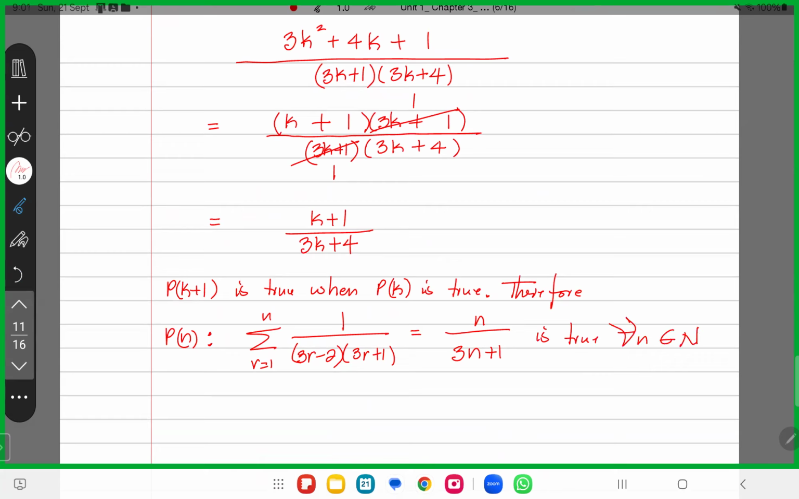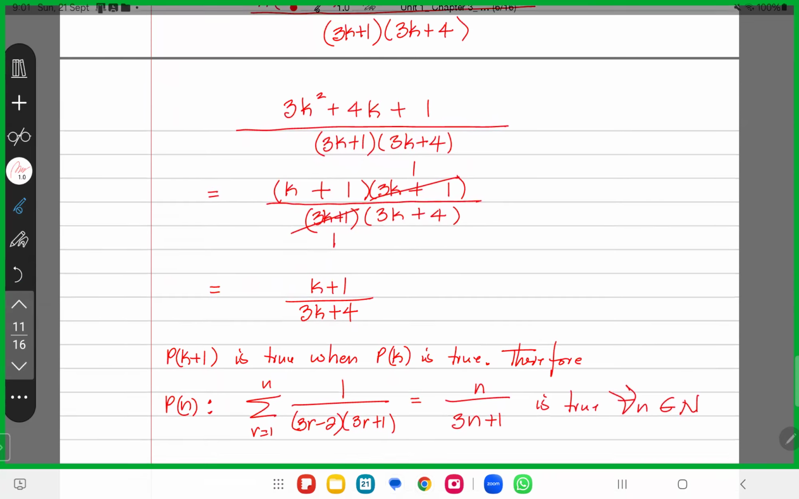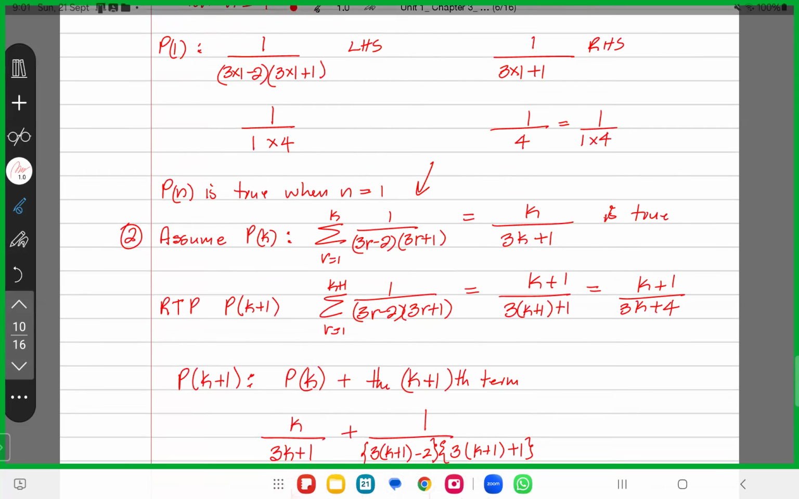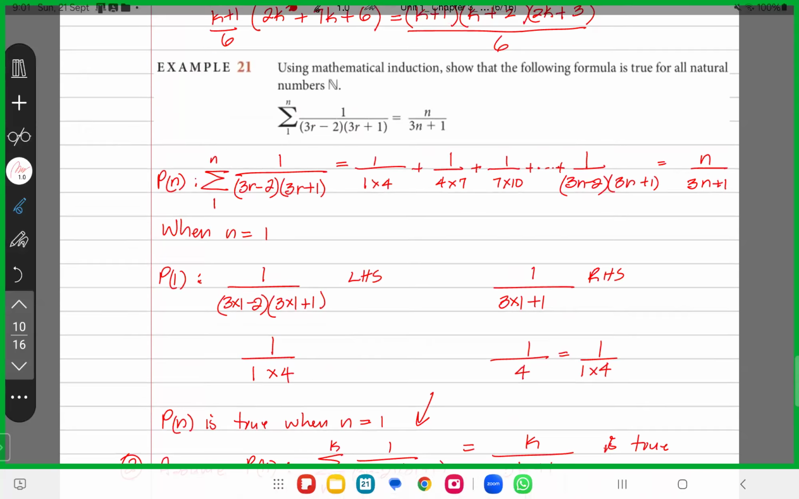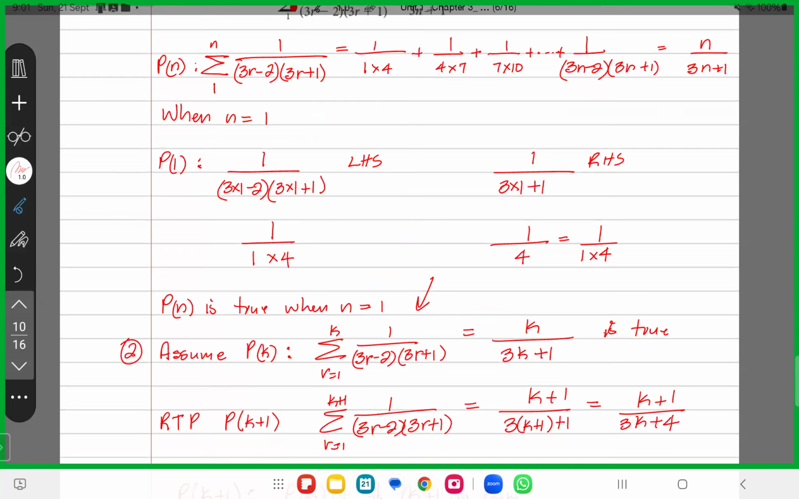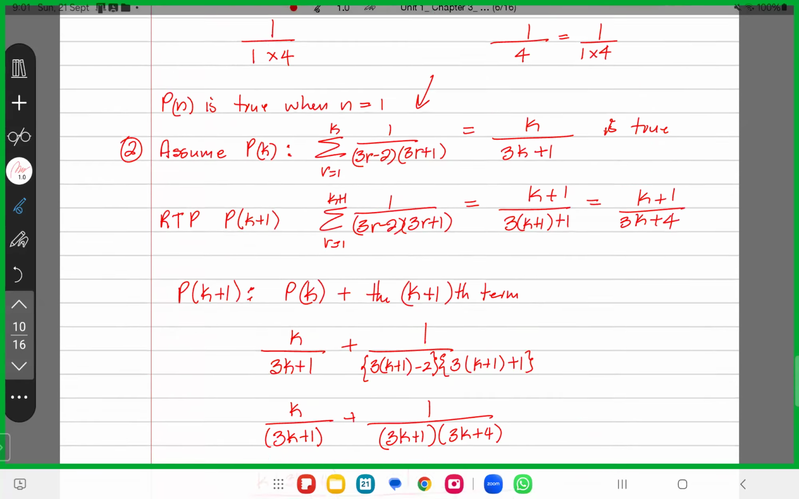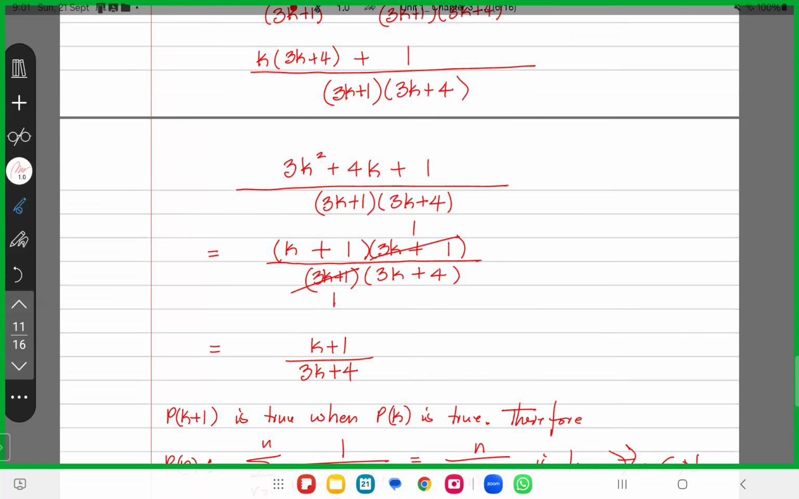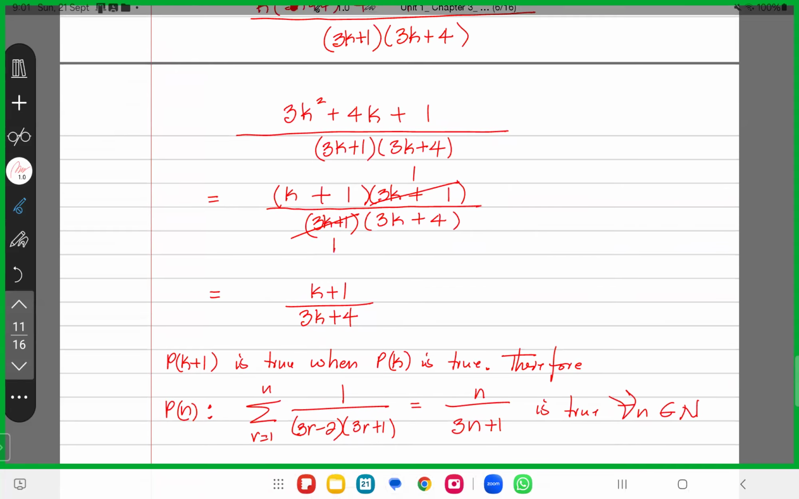All right, so let's just scan back to it very quickly. And this is what we're asked to prove. These are the 4 steps that you have to take to prove the statement using the principle of mathematical induction.